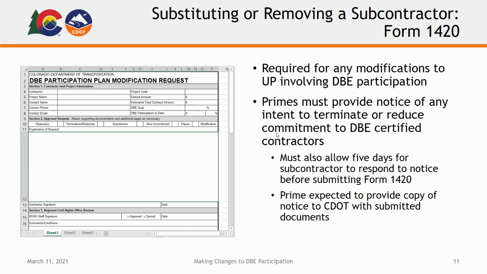Prime contractors must provide notice of any intent to terminate or reduce a commitment to a DBE certified subcontractor, as well as allow 5 calendar days for the subcontractor to respond to this notice before submitting a Form 1420. Prime contractors are also expected to provide a copy of this notice to CDOT with their submitted documents.